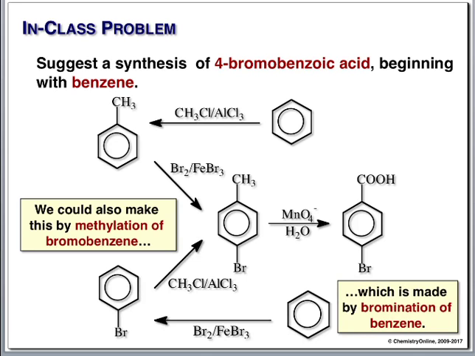Now, on your first exam, I'm not going to give you a multi-step synthesis like this, but I assure you that by the time we hit chapter 20, a 3 or 4-step synthesis is going to seem like nothing to you. You're going to look at it and say, I can do that. You just have to think backwards. Any questions?